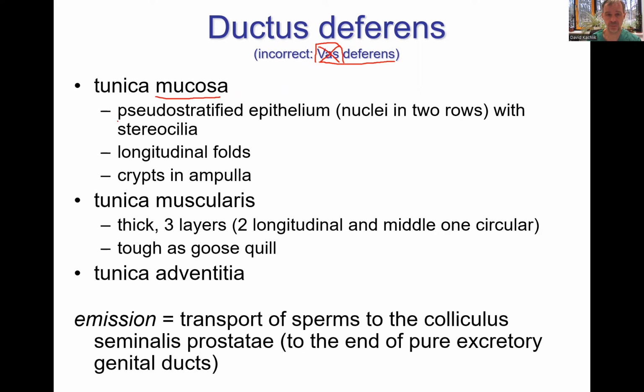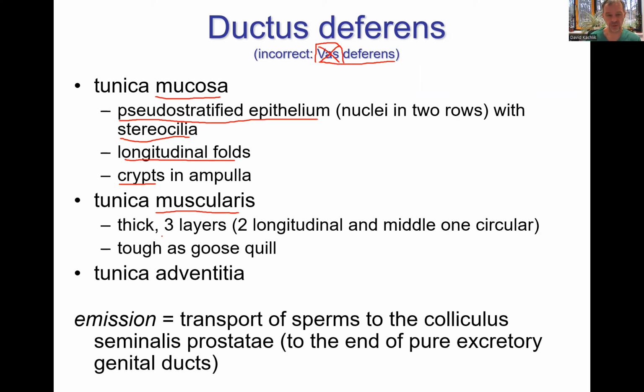So the mucosa is formed by pseudostratified epithelium with stereocilia, and it's columnar one. As it has got very thick muscle layer during the rest state, or in your slides, it has got many longitudinal folds. When we come to the last part, to ampulla, this is enlarged and it has got many bays, many side steps, so we call them crypts.